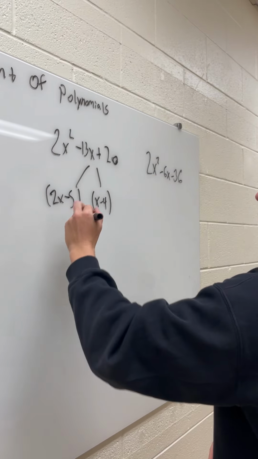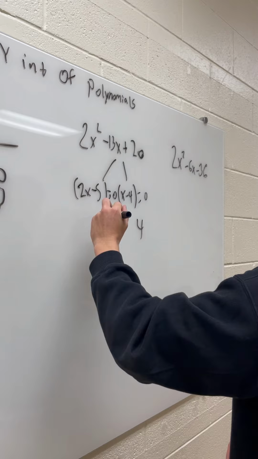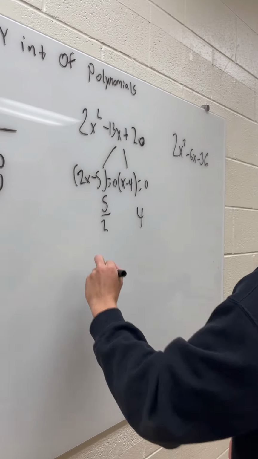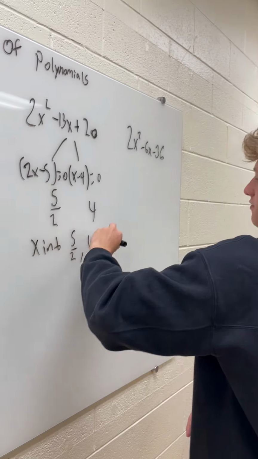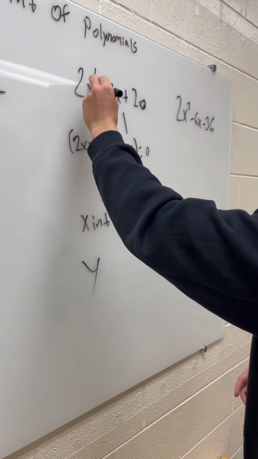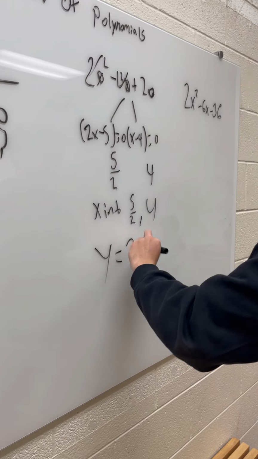into that equation. Set those equal to 0 again for the x-intercept. This one would be 4, and this one would be 5 over 2. So x is 5 over 2 and 4. And then the y-intercept, you plug in 0 for that, 0 for that. And then it'd just be 20.